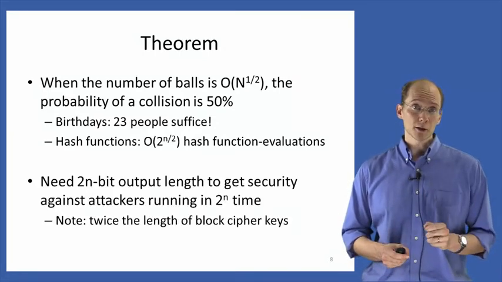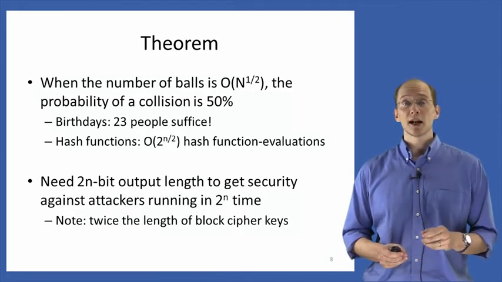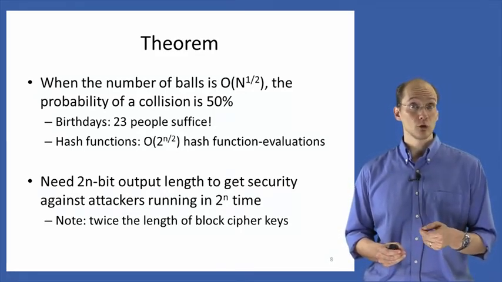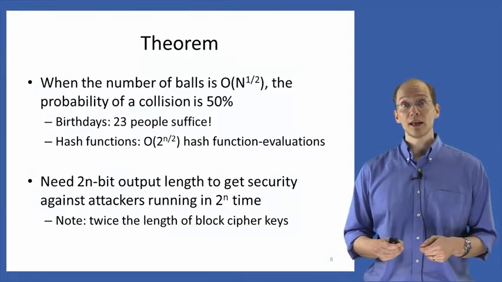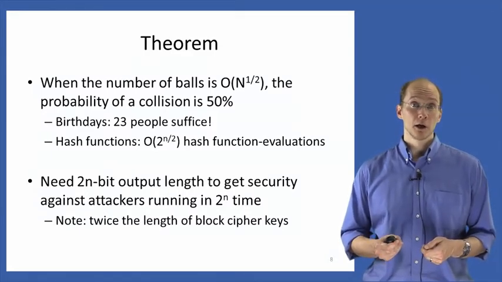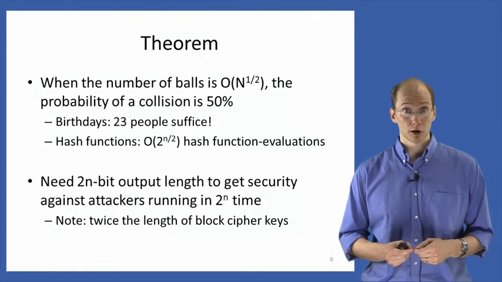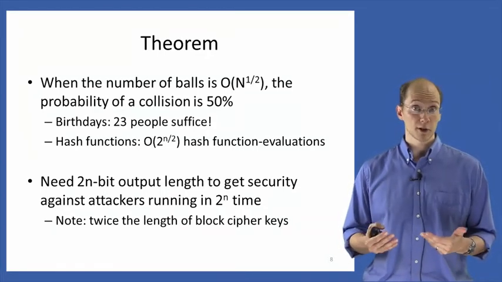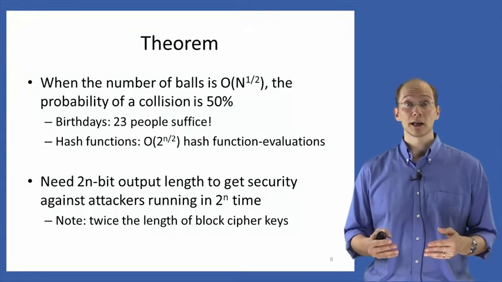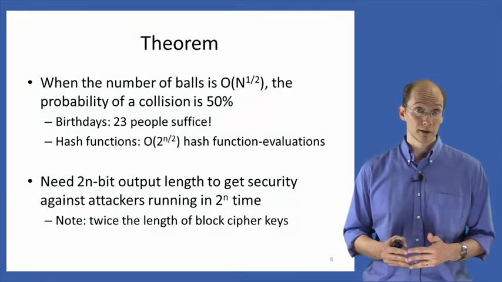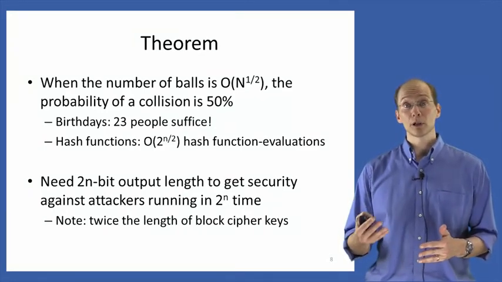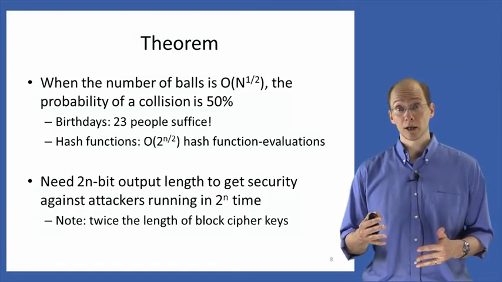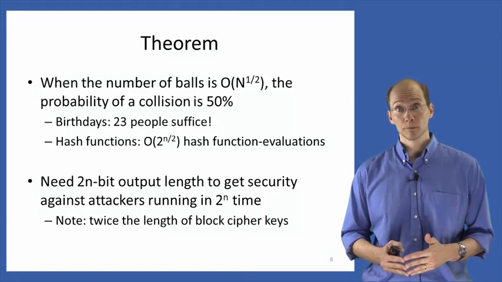Now what this tells us in terms of security is that if we want security against attackers running in time about 2 to the n, then we need the output length of our hash function to be about 2n bits long. So that is, if we want, for example, security or collision resistance against attackers running for about 2 to the 80 steps, then we need to take the output length of our hash function to be about twice 80, or 160 bits long.